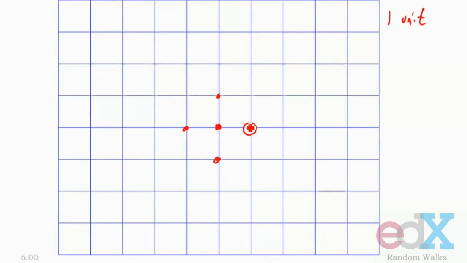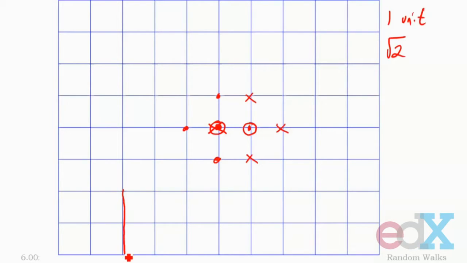After the second step, he could be right back where he started, that is to say 0 units away, or he could be another step east, 2 units away, each of those a quarter of the time, and half the time he'll be there or there. How far away is that? Well, that's the square root of 2 units away. How do we know that?